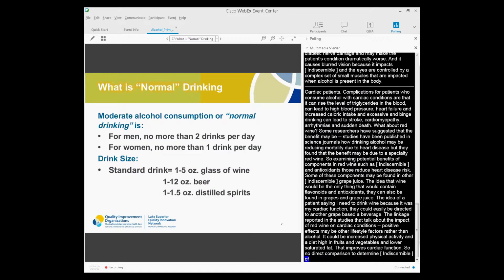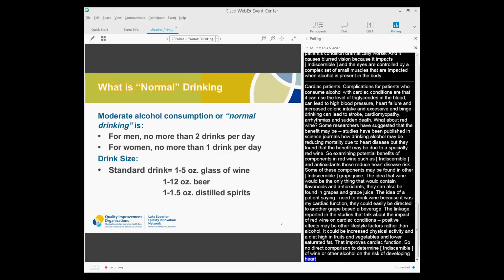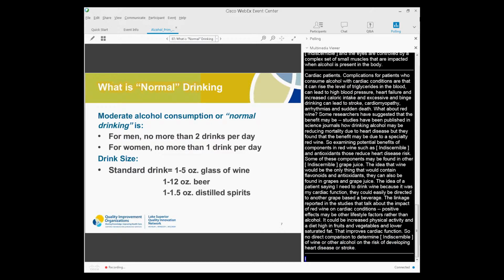Okay, I'm going to skip this one on the CS reported measure. And we're going to talk about now, moving into what is normal drinking. So what is considered normal drinking?